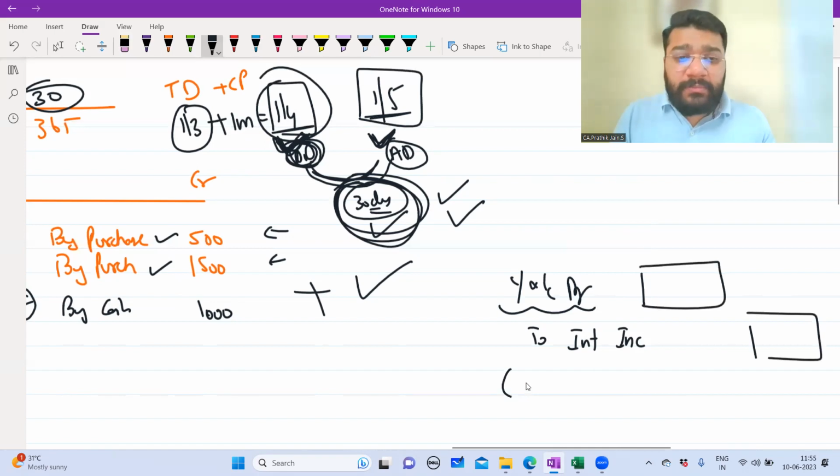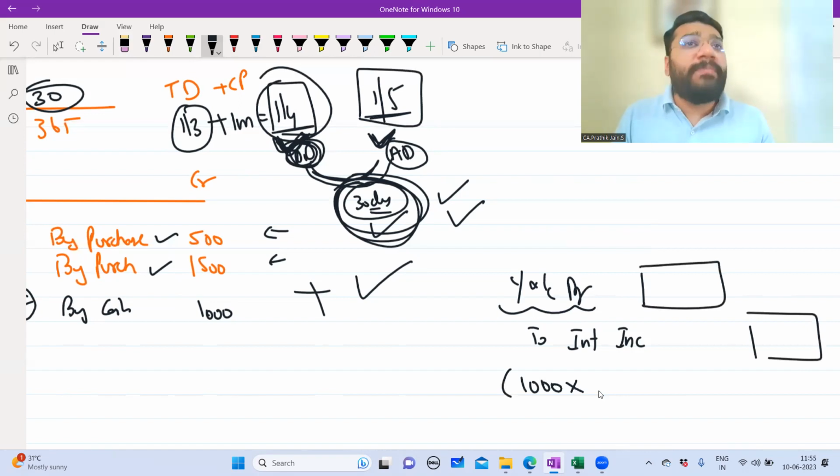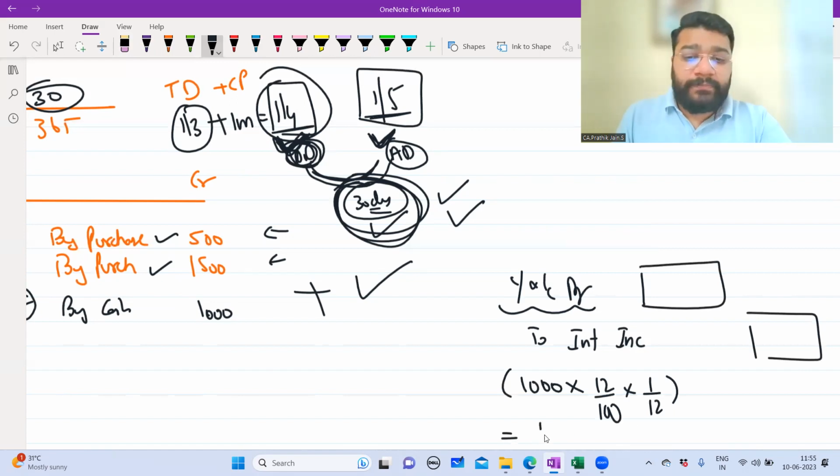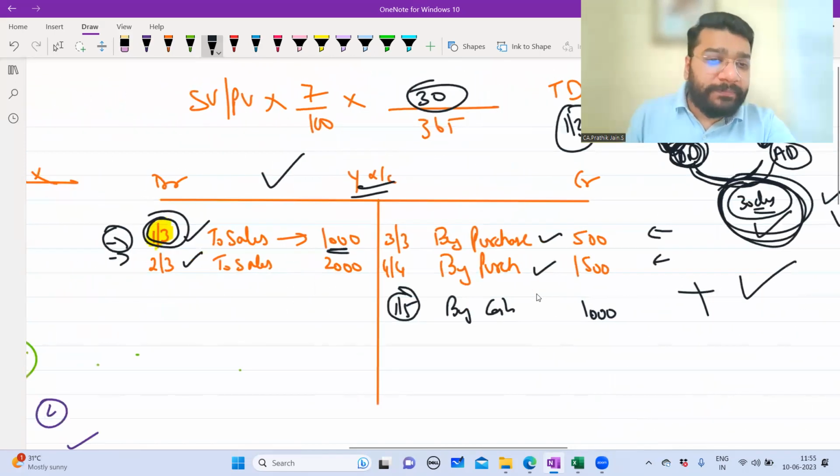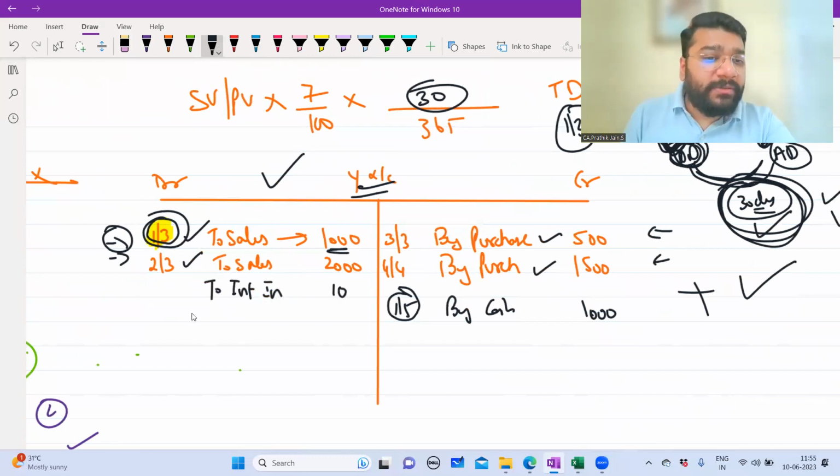Interest calculation. 1000 rupees into, let's take interest at 12% per annum. So 12 by 100, and the delay is for 1 month, so 1/12. Can you please tell me the interest? 10 rupees is the interest. So how do you record? Y account debit to interest income. So in Y's account, to interest income, how much? 10 rupees. This interest is calculated on 1/5.